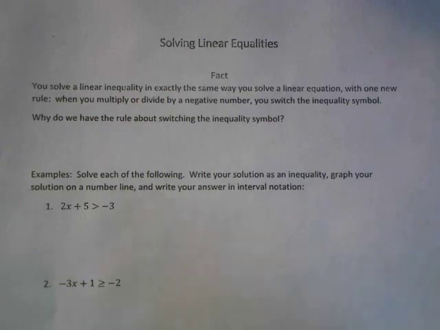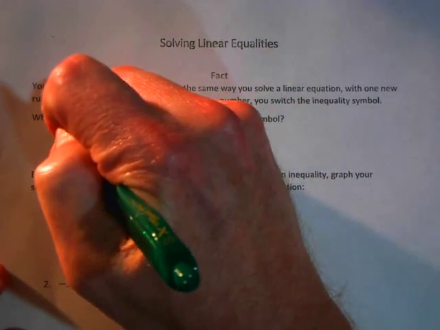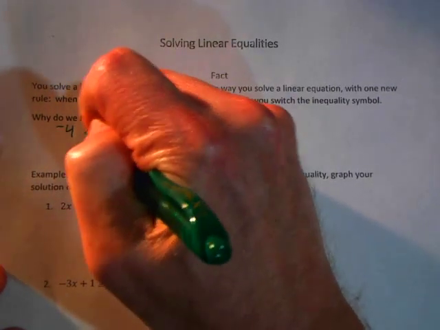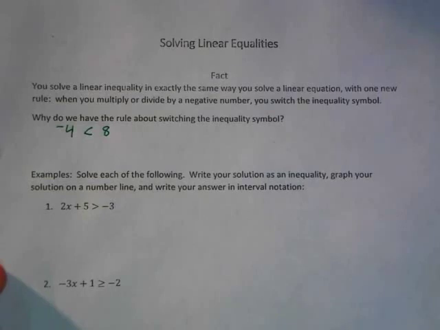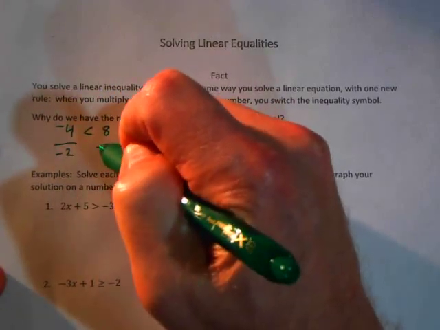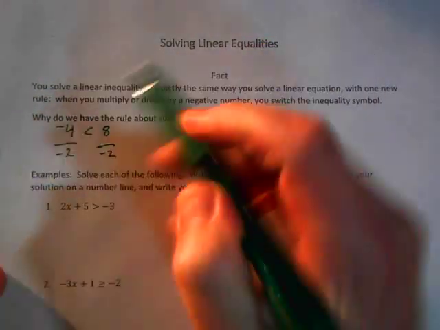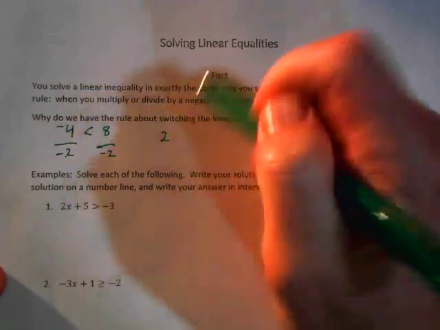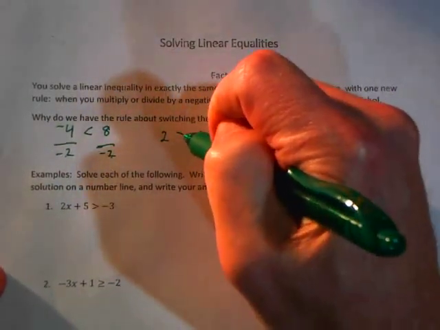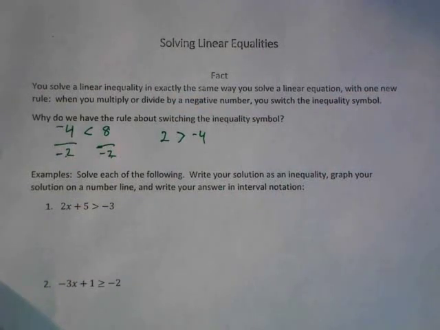And a good question you might have is, why do we have that rule? Well, let's pick a few numbers here. Let's say I gave you -4 and 8. And I'm sure you would say -4 is less than 8. Now what happens if I take this and divide both sides by -2? -4 divided by -2 is 2. 8 divided by -2 is -4. And you would agree that I would now need to flip the symbol. 2 is greater than -4.